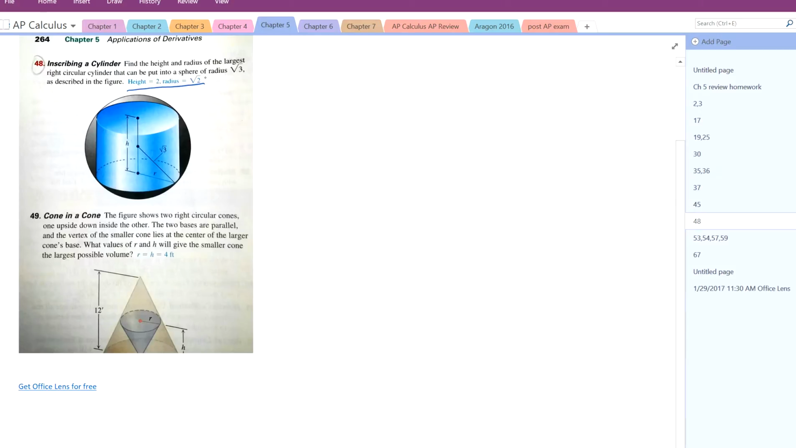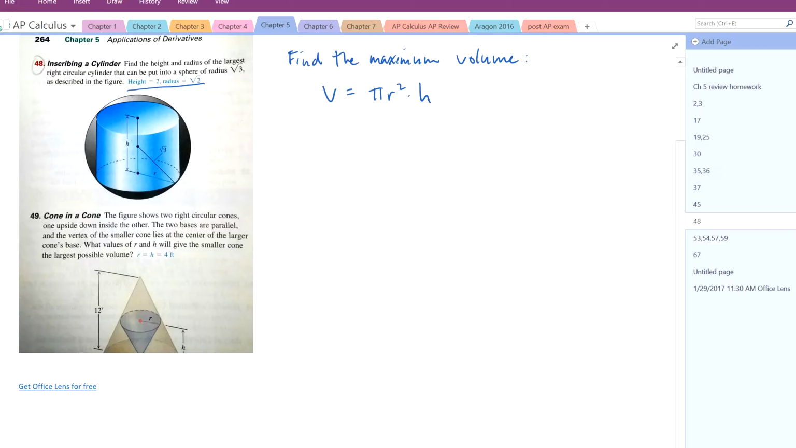Okay, how do we do this? We want to find the largest right circular cylinder that can be put in there. When we're talking largest, we're talking volume. So if I want the largest volume, I want to find the maximum volume. Okay, so volume of a cylinder is the area of the base, which is pi r squared times the height. So I want to find that maximum.